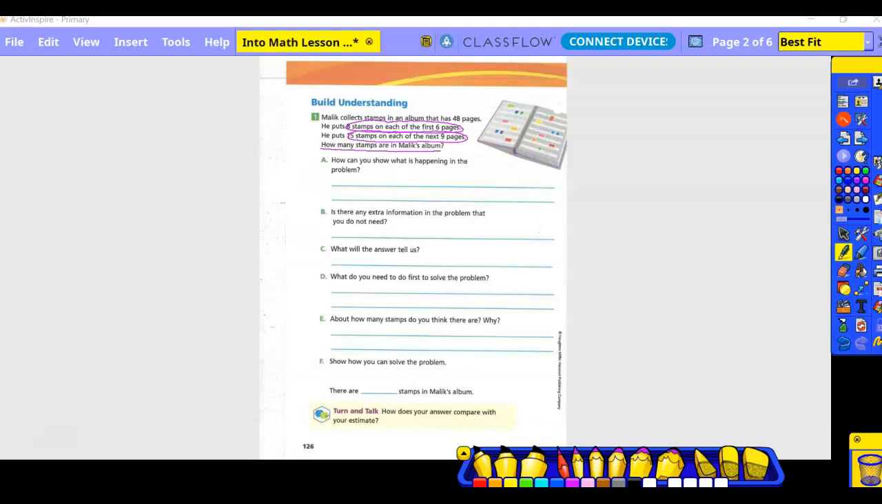So first of all, we could draw a picture if we wanted to, and then represent boxes and have the number of stamps for each page there is. Is there any information that the problem has that we do not need? So we don't need to know that there's 48 pages. It doesn't say they used all of it. What will the answer tell us? It'll tell us how many total stamps Malik has.